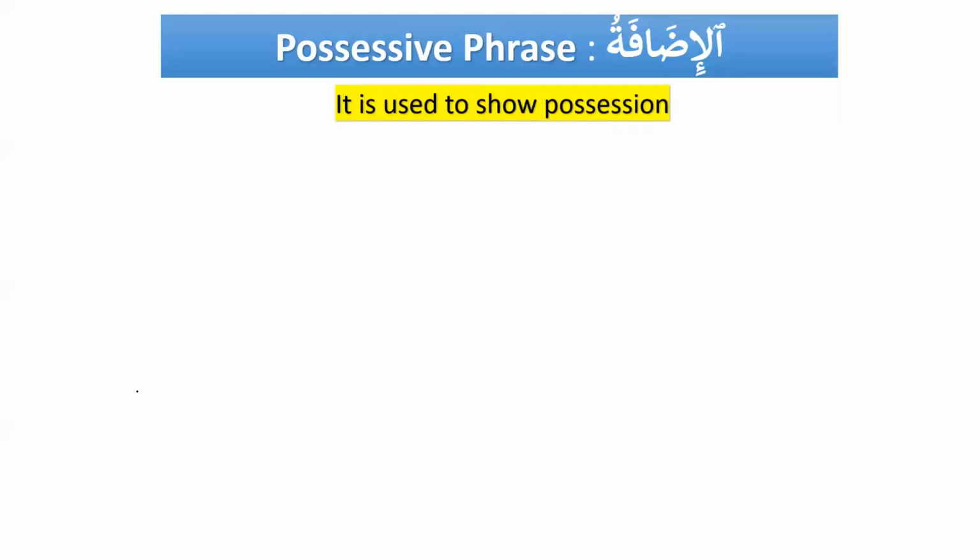Now we move on to one of the most important phrases, which is called al-idafatu. Why do we use it? First of all, we need to know why we use it. It is used to show possession. Now we know that in a nominal sentence, we put two nouns together. For example, we have baytun, and baytun means a house, as we know, and bilalun means Bilal.